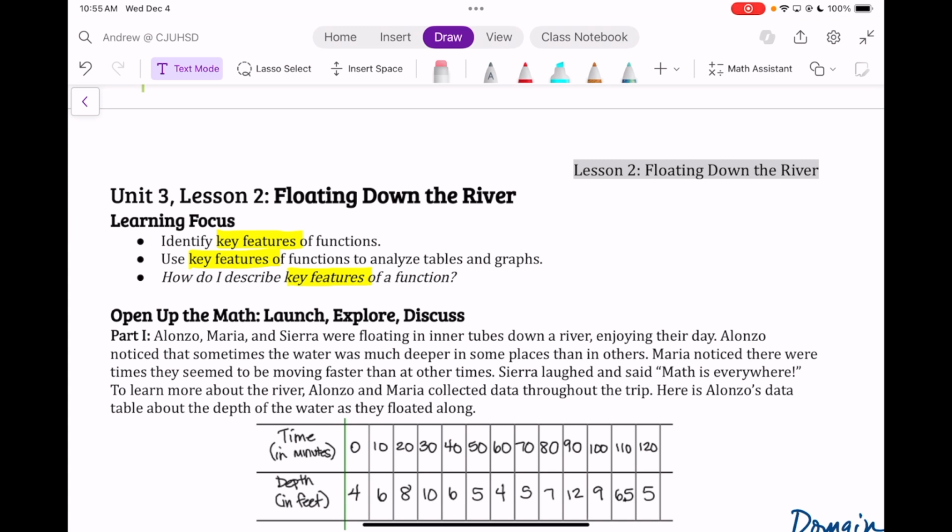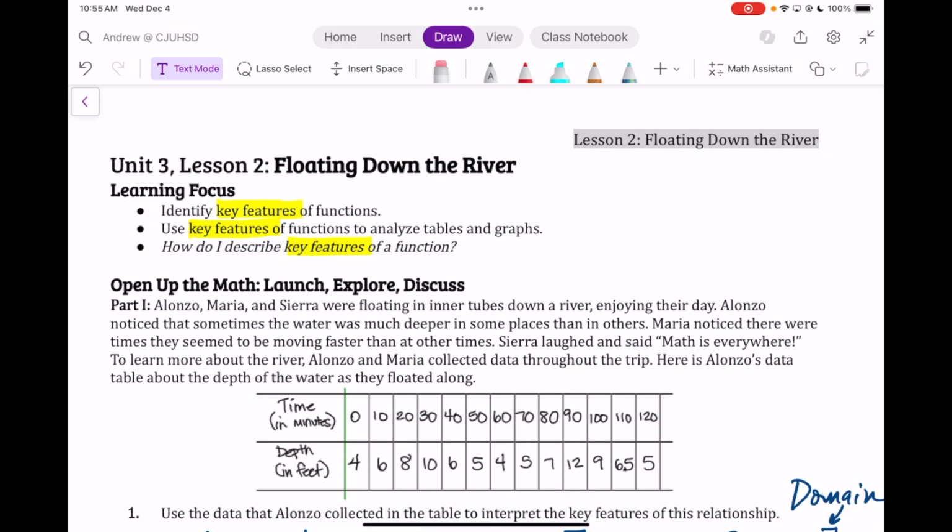Now in this situation, we have 3 people that are floating down the river in inner tubes. And one of the things they notice is the depth of the water keeps changing. So from this table, we're going to look at the 8 key features.